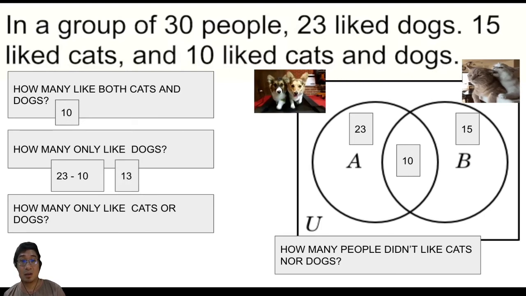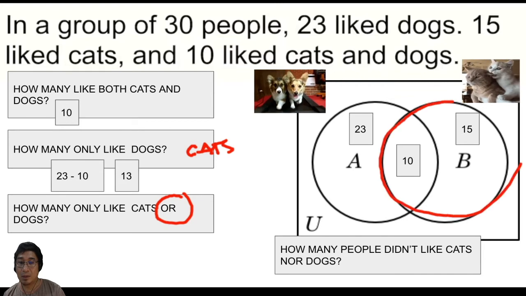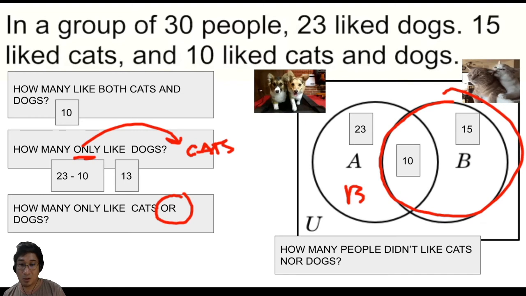Okay, how many only like dogs? It will be 13. Now, we have to compute. In order to answer this one, how many only like cats or dogs, we have to compute how many only like cats. Okay, so kung meron na tayong 13, kailangan nating malaman ilan ang may gusto sa pusa lang. Okay, only cats. So, ang sagot natin dito, 13 only like dogs. So, ang gagawin nating equation, how many only like cats, is going to be 15.